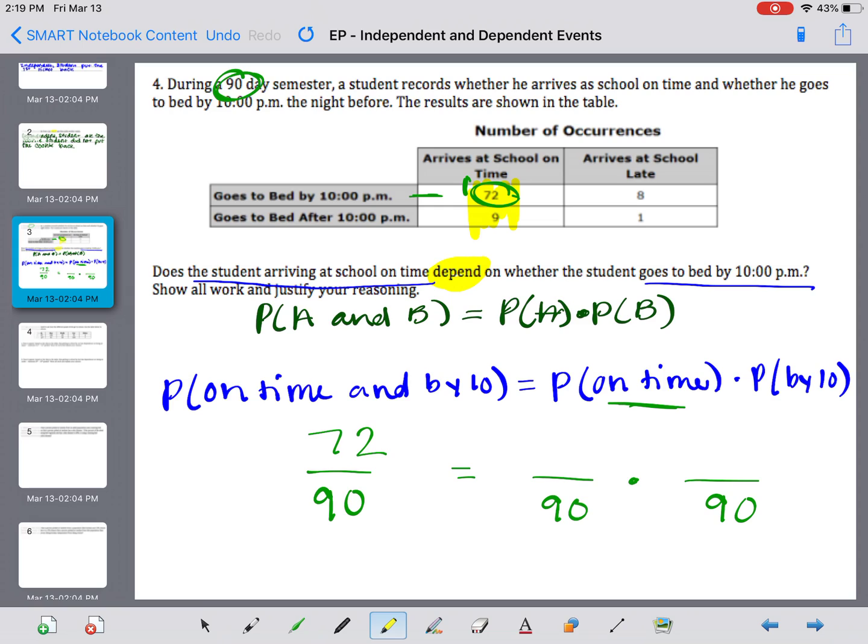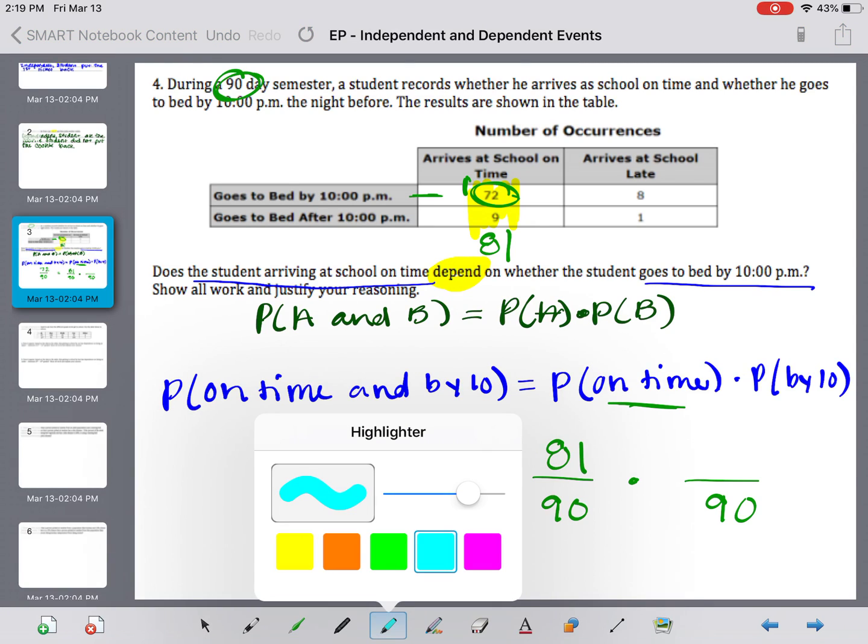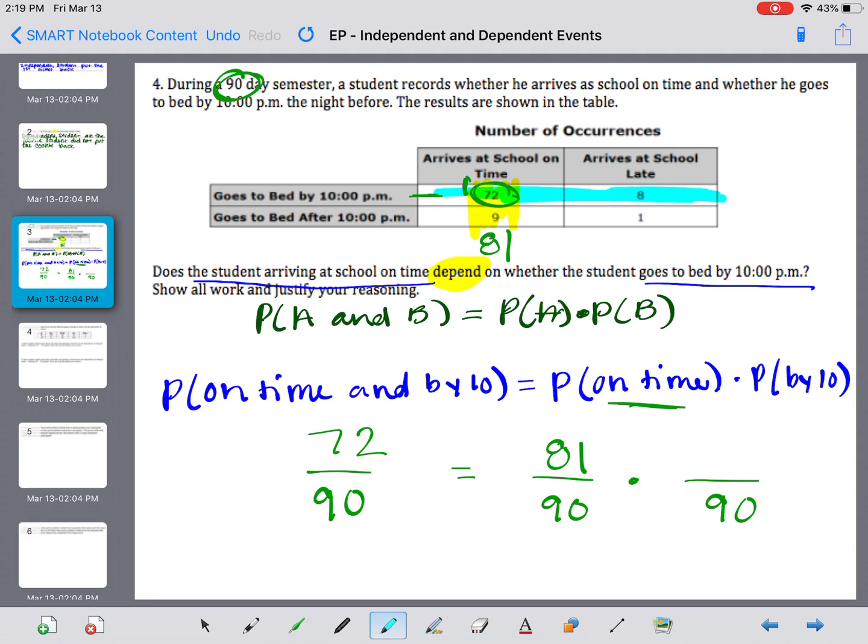We're going to do 72 plus 9, which is 81. And then bed by 10. So we are going to add up this column. And 72 plus 8 is 80. So I think the easiest thing to do is I'm going to simplify 72 over 90. And that simplifies down to 4/5. And I'm going to see if that is equal to 81 over 90 times 80 over 90.